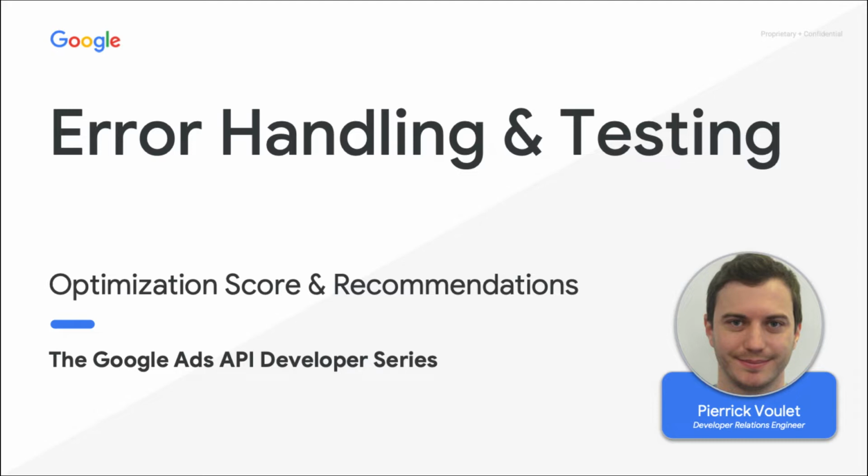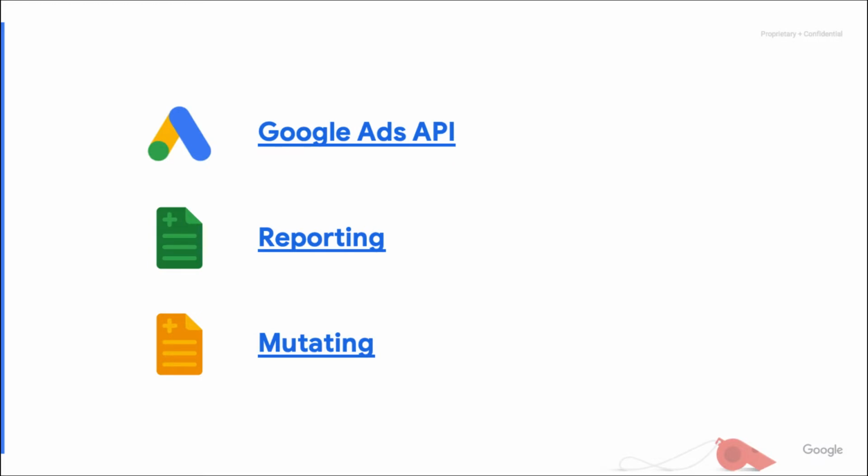In this episode, I cover the technical details of handling errors and testing recommendations. For a complete list of the resources and previous episodes, please check the video description. I'll discuss some concepts that require basic knowledge of Google Ads API reports and mutates. Feel free to check all technical guides if you need a refresher.